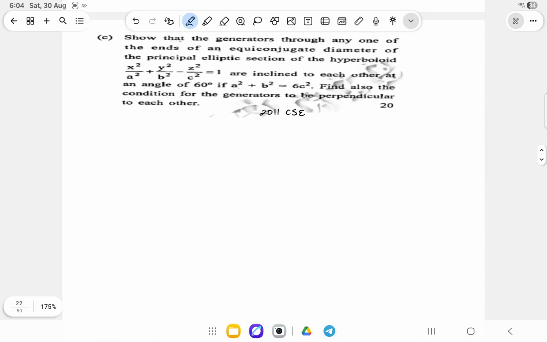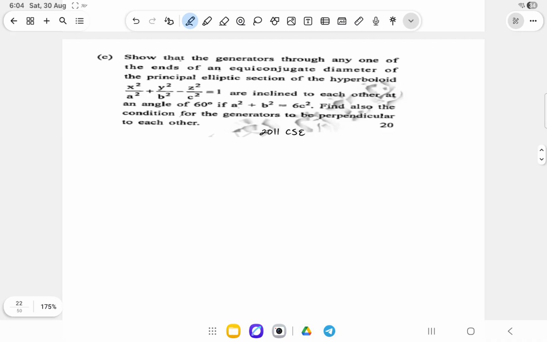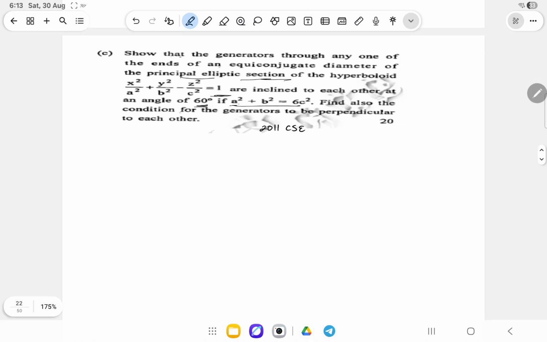So the next question says that show that the generators through any one of the ends of equiconjugate diameters of the principal elliptic section of this hyperboloid are inclined at 60 degree. So first let us write the equation of any generator which is passing via a diameter of the principal elliptic section.